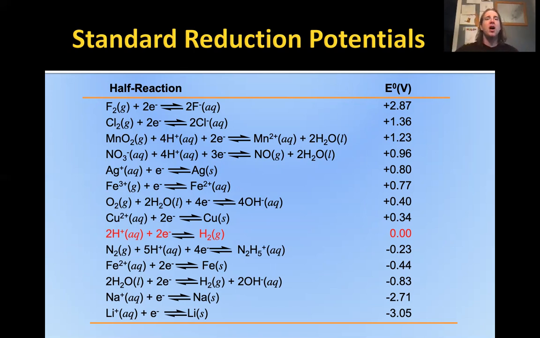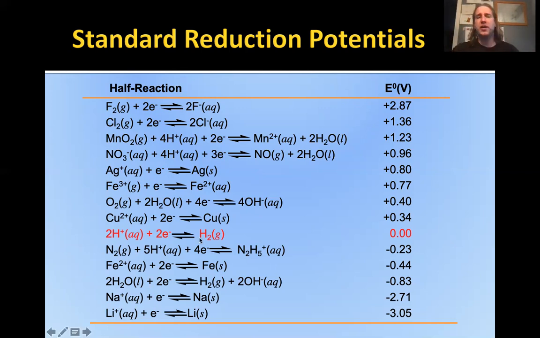Now you'll notice all of these are written as reduction potentials. So essentially what we've done is we've created this chart that describes reduction as the gaining of electrons. We're saying, here's how much all these things want to gain electrons. And this makes sense. You know that lithium and sodium don't want to gain their electrons. Fluorine and chlorine, they do want to gain electrons. So there's some relationship to electronegativity again there.